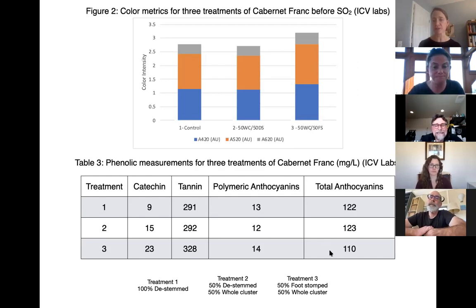We do also see a little bit lower anthocyanins here. Again, sometimes stems can also absorb anthocyanins, so sometimes we see a little bit of drop off with whole clusters in those as well.